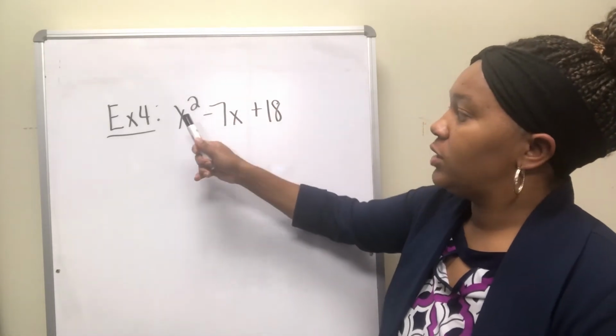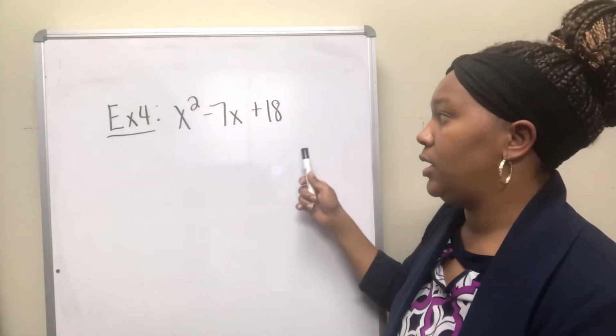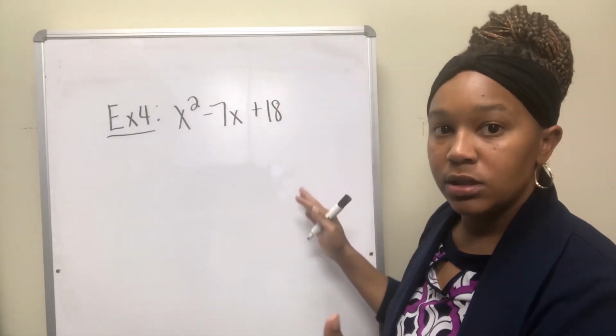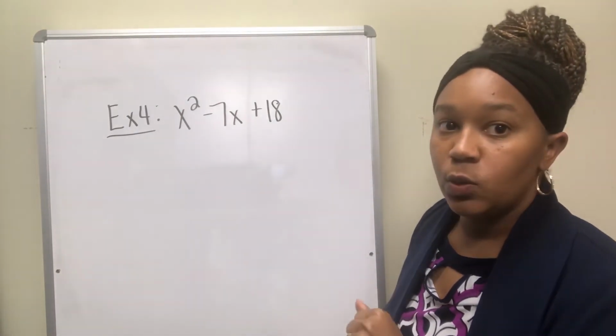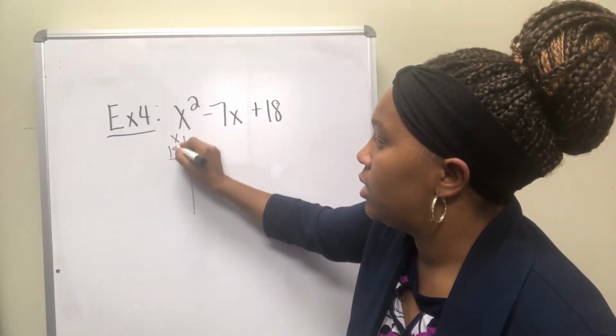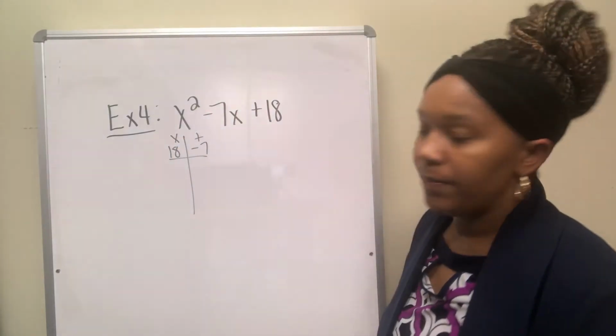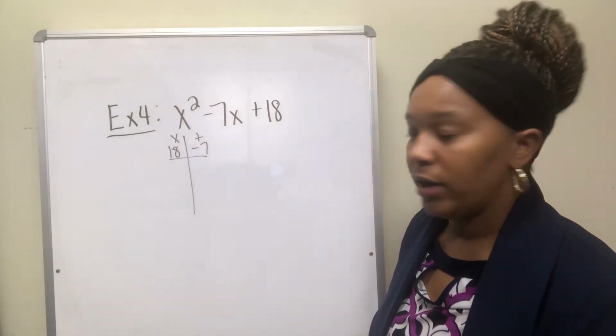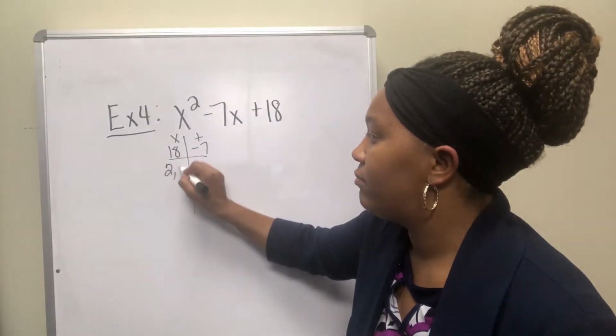Okay, let's try example 4. We want to factor x squared minus 7x plus 18. So again, it's 3 terms, which is a trinomial. The leading coefficient is 1. So the way we want to factor it is to take factors of 18 that add to negative 7. So factors of 18: 2 and 9.